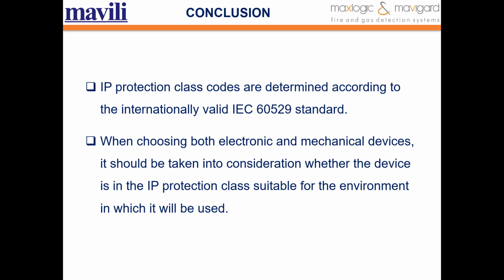Let's summarize the presentation. IP protection class codes are determined according to internationally valid standards. When choosing both electronic and mechanical devices, it should be taken into consideration whether the device has an IP protection class suitable for the environment in which it will be used. Otherwise, the devices may not work properly and may even damage the system they are connected to.